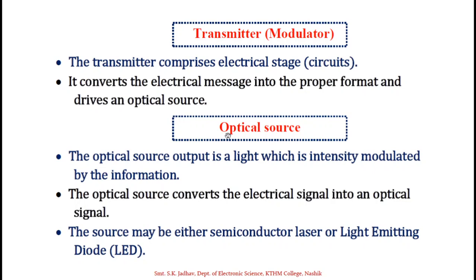The next important component is the optical source. The optical source output is in the form of light, which is intensity modulated by the information. The role of optical source is to convert the electrical signal into an optical signal. The source may be either semiconductor laser or light emitting diode, that is LED.